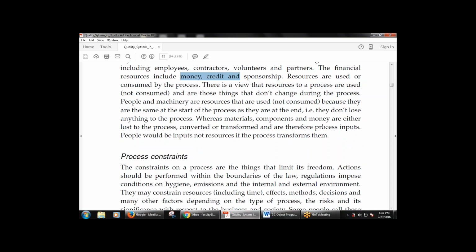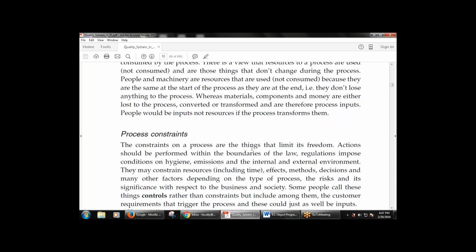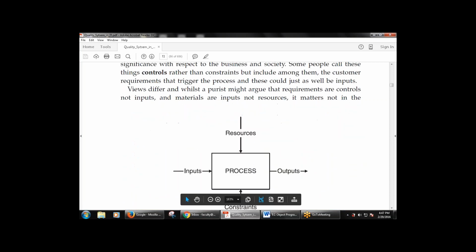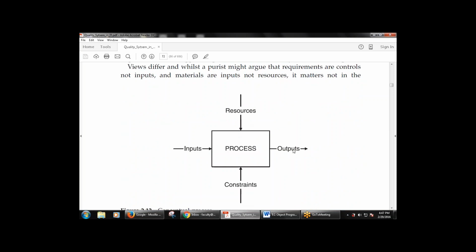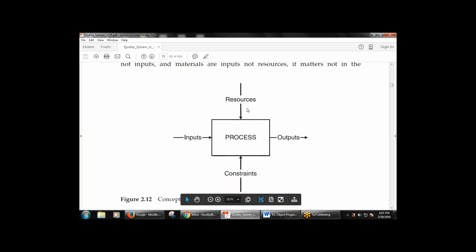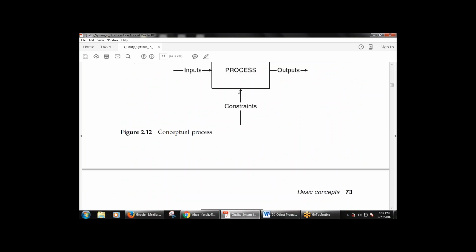Now, next is the process constraint. So what are the various process constraints? That means the things that limit the process's freedom, known as the process constraints. They are the boundaries of laws and regulations imposed on hygiene, emissions, and the internal and external environment. So whatever environment is required, that is the process constraints. This is the resources, then input, then output, then constraint. So whatever resources are given, whatever constraint is applicable, there is the input and there is the output.